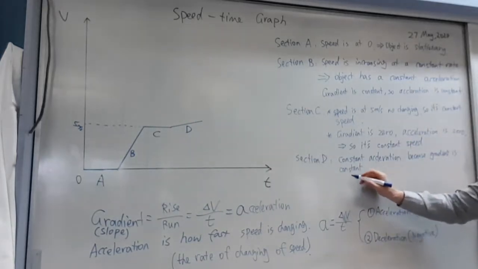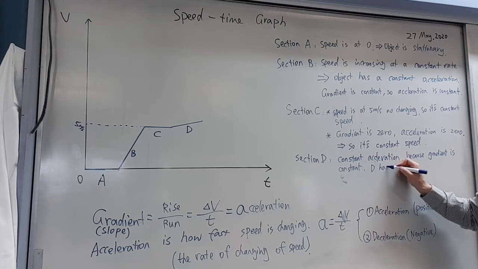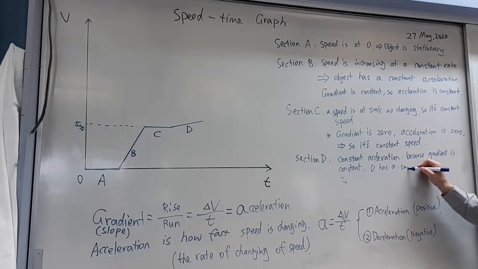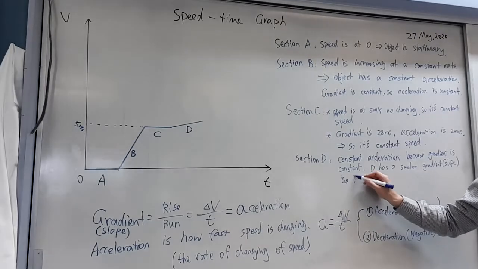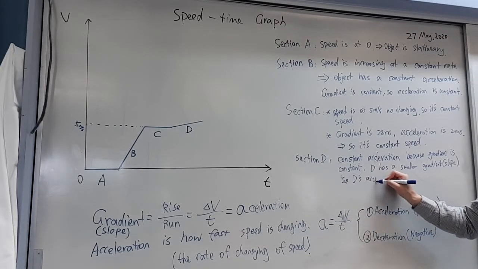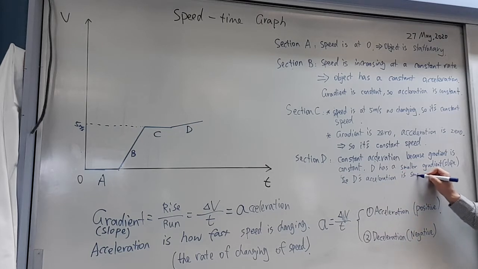So I'll say here, D has a smaller gradient, and I can say slope. The slope is less steep, so D's acceleration is smaller than B's.